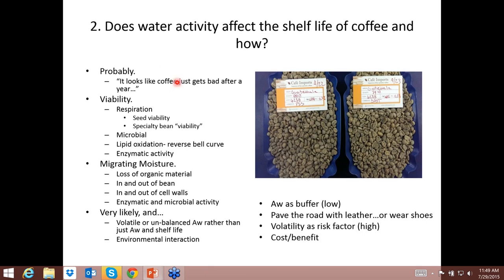So shelf life, does water activity affect shelf life and how? And again, we're going to say probably. I'm going to keep hedging on you like this. Very early on, when I started presenting data to the bosses around here, one of them looked at the graph and said, oh, well, it just looks like coffee gets bad after a year. Now, that's kind of true, but what we're looking at is the rate at which it gets bad.